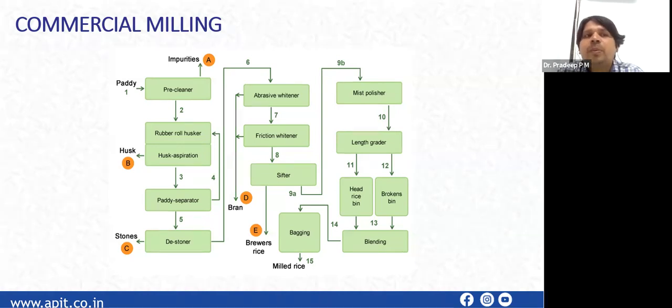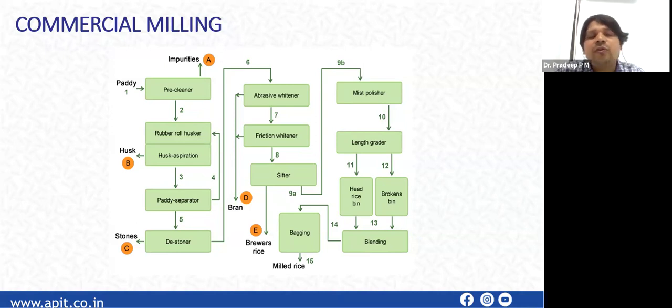So the optimum milling should be in such a way that we get the least brokens. That is what we call head rice recovery. That means how much head rice has been recovered from the lot during the milling process. That is very important. And this can be controlled by our processes of super aging, steaming, and parboiling as well.